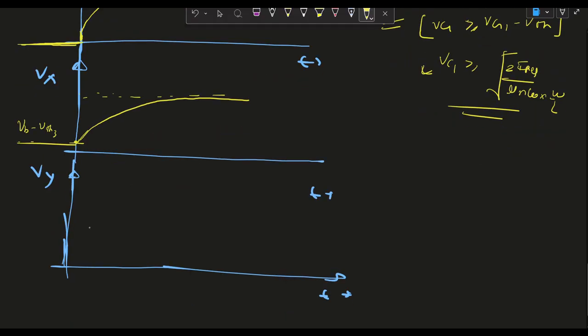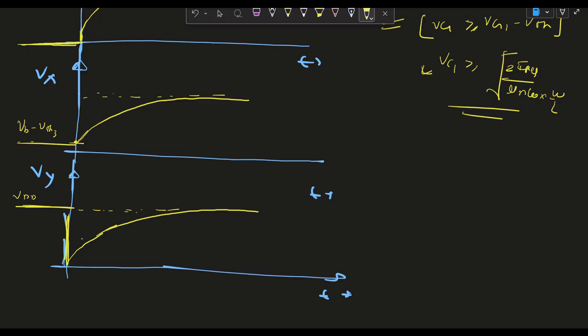And for Vy, initially, when t is less than 0, Vy is at VDD. But at t equals 0, it will drop significantly and then start rising again, and it will rise to VDD again.